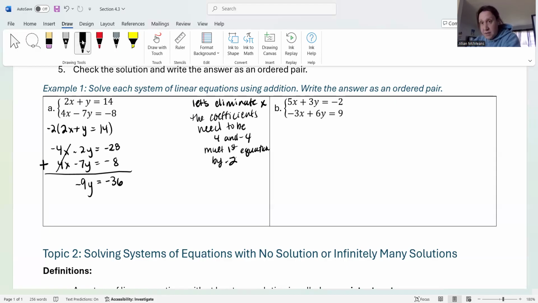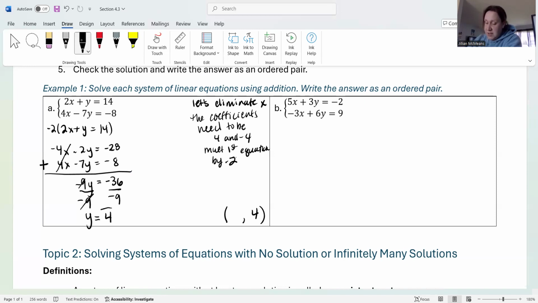So now I have at this point an equation in one variable that I can solve for. So I need to undo the multiplication of negative 9 and y. So I'm going to divide both sides by negative 9. Well, negative 9 divided by itself is 1. 1 times y is y. And then negative 36 divided by negative 9 is 4. So right now we have an ordered pair, and we know the y coordinate is 4. We now have to find the x coordinate.